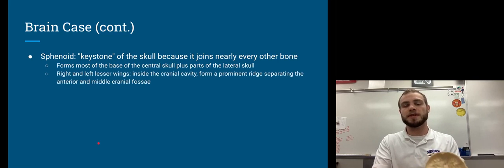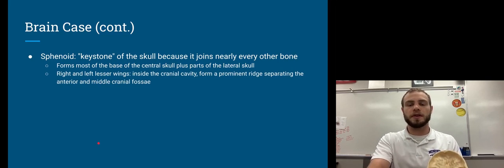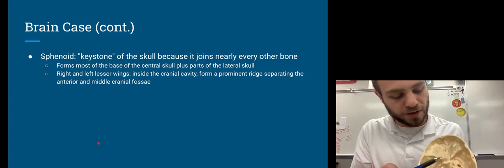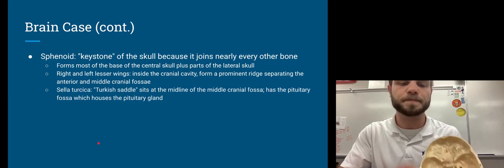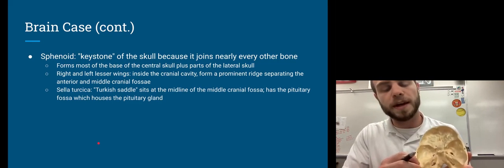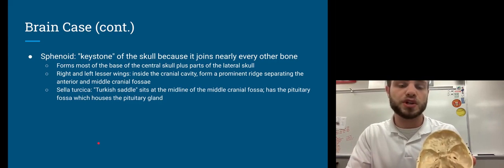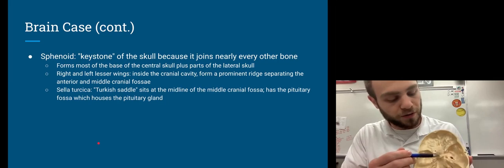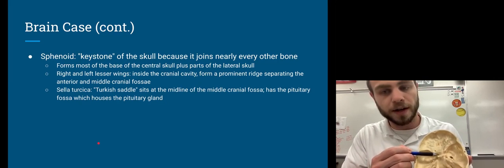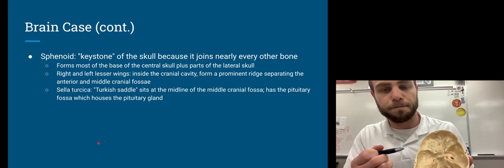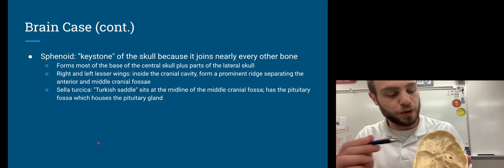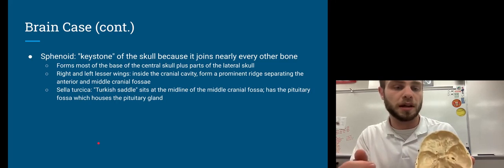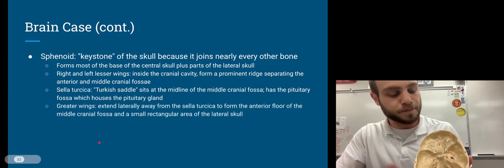The right and left lesser wings are inside the cranial cavity. They're going to form a ridge that separates the anterior and middle cranial fossae. So these are going to be part here. They're not very well defined on my model here. You also have the sella turcica, which translates as the Turkish saddle. It sits at the midline of the cranial fossa. So this is your sella turcica right here. Within that space there, you have the pituitary fossa, and that's where the pituitary gland is going to sit. A very, very important gland of your endocrine system.